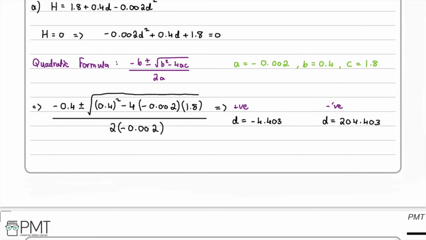That's not a valid solution because d must be greater than 0. So we'll just put in not valid since d is less than 0. So therefore we conclude that the answer is going to be that d is equal to 204 meters.